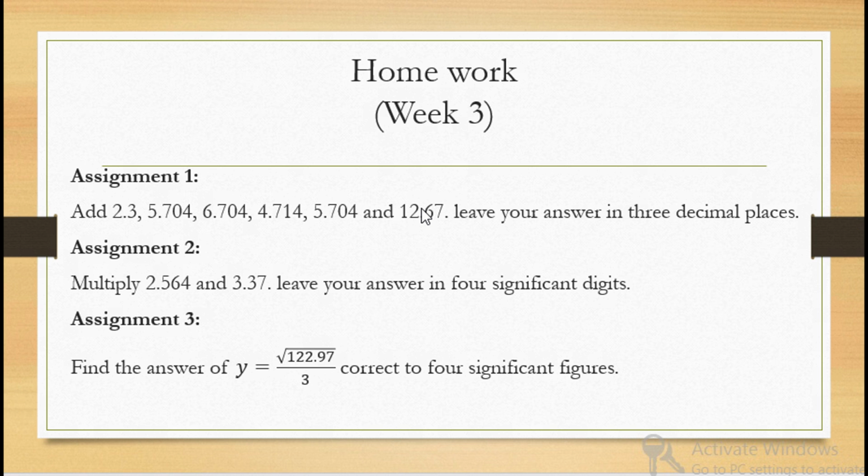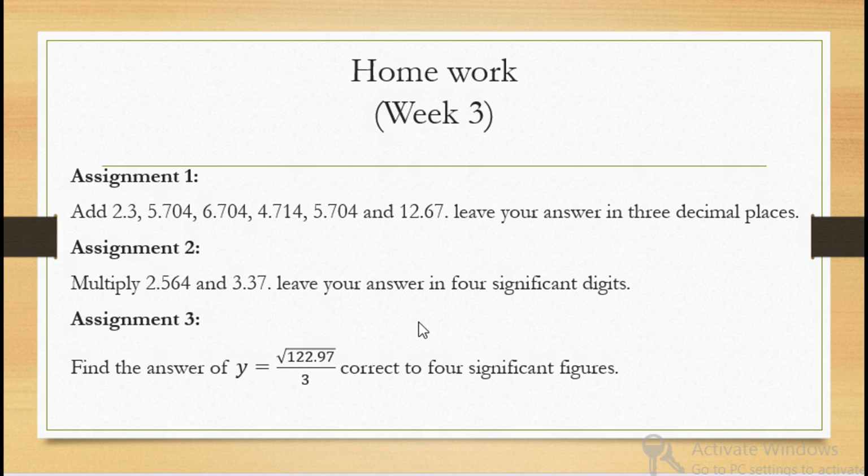So you will try this at home. Assignment 1, add 2.3, 5.704, 6.704, 4.714, 5.704, and 12.67. Leave your answer in 3 decimal places. Assignment 2, multiply 2.564 and 3.37. Leave your answer in 4 significant figures. Assignment 3, find the answer of y correct to 4 significant figures.